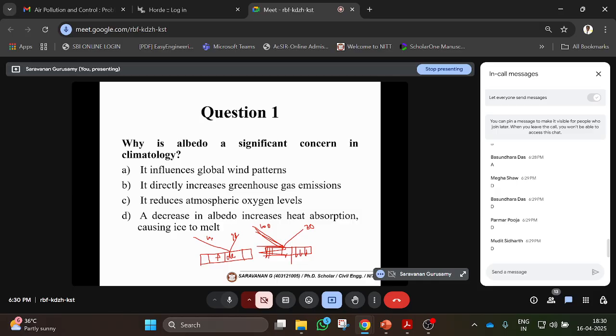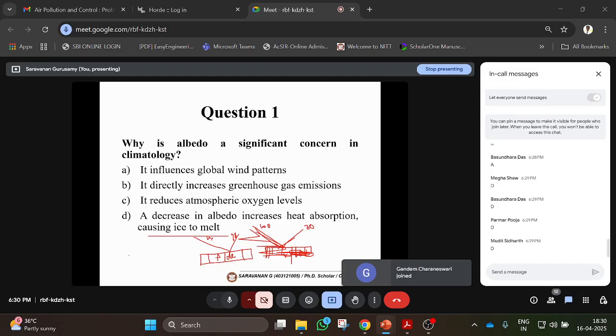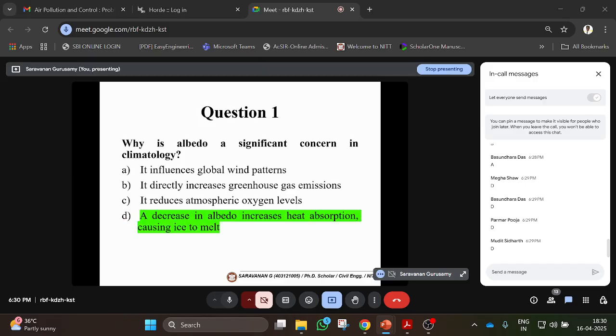Whenever there is a decrease in the albedo, that is very low albedo, there will be increased heat absorption. Not only the light, heat will also get absorbed in this material, right? So it will cause ice melting. That's why any soot or black material, carbon, when it is in the atmosphere, will absorb the light instead of reflecting it. That will help in global warming, increase ice melting and raise the sea level. Those are all secondary effects. So a decrease in the albedo increases heat absorption, causing ice to melt.